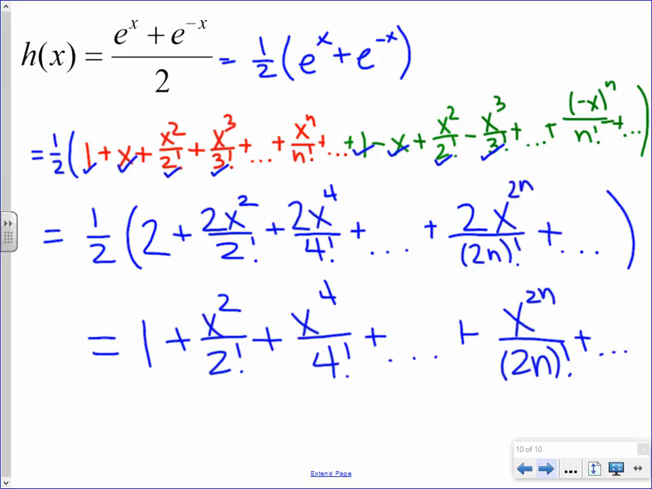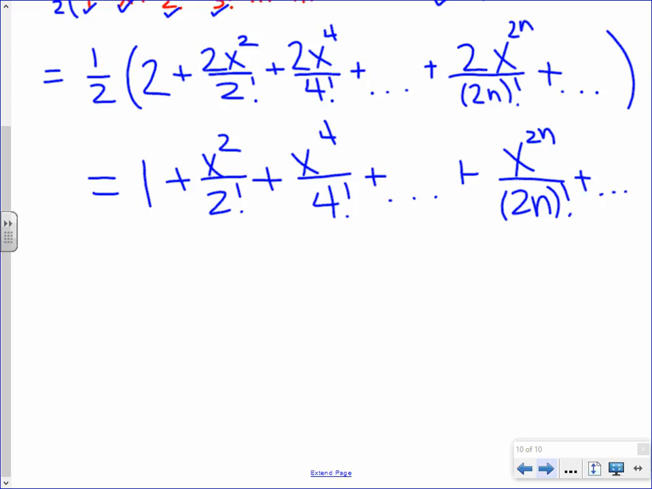Okay. So pay attention to the instructions. If it says, write the first however many terms and the general term, this would be the answer. If it says to write the series, then you would need to go ahead and do one step further and write the sum from n equals 0 to infinity of x to the 2n over 2n factorial.